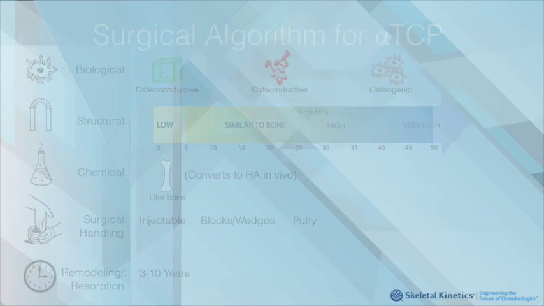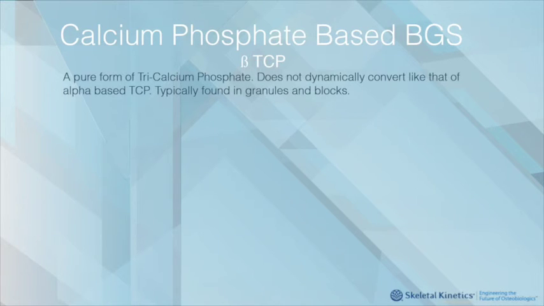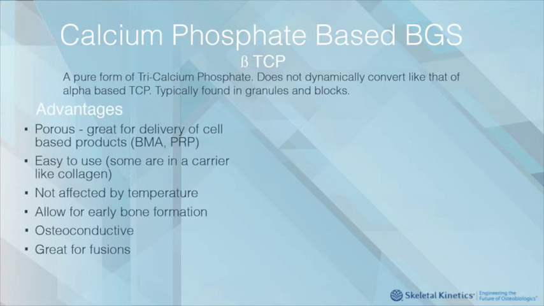Our next calcium-based bone graft substitute is beta-TCP, often referred to as just TCP. It is a pure form of tricalcium phosphate. It does not dynamically convert like that of alpha-based TCPs, and it's typically found in granule or block forms. The advantages are it's porous, meaning it can be great for delivery of cell-based factors like BMA and PRP. It's easy to use. Some are in carriers like collagens.